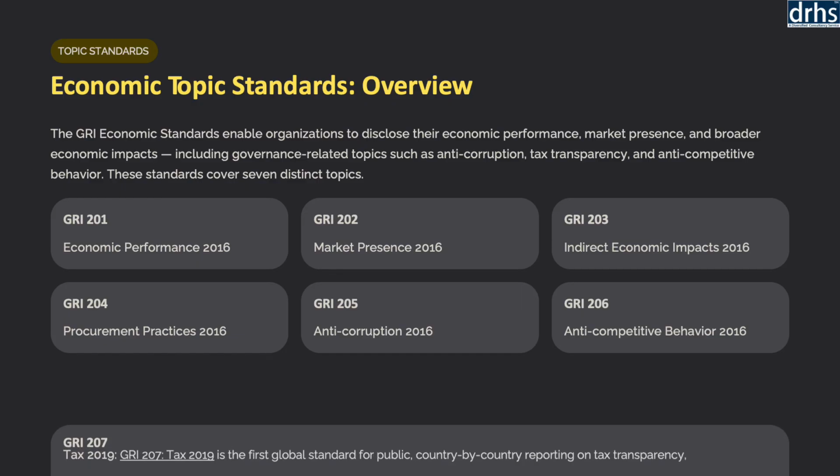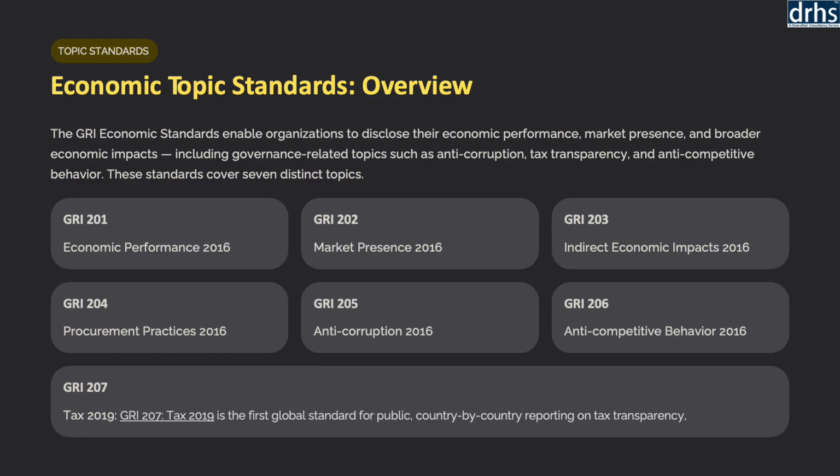Notably, GRI 207, Tax 2019, introduces a heightened level of transparency through country-by-country reporting, reflecting increasing global scrutiny on corporate tax practices. Collectively, the economic topic standards provide a holistic, accountability-driven lens, enabling organizations to demonstrate not only financial performance but also their commitment to ethical governance, equitable growth, and sustainable economic value creation.